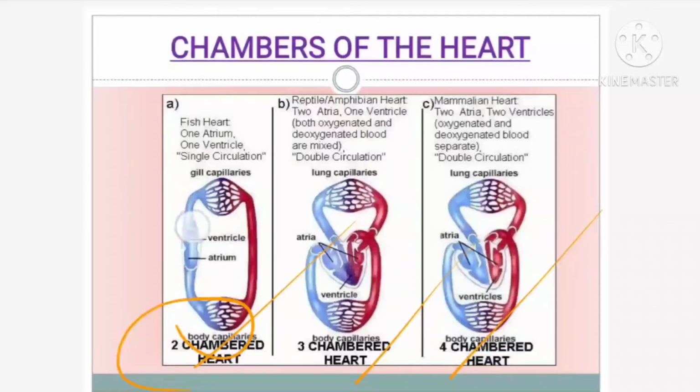Two-chambered means what? One ventricle and one auricle, that is, one atrium and one ventricle. If it is a three-chambered heart, you can find two auricles or two atria and one ventricle. Four-chambered heart means how many chambers? Four chambers, so two atria and two ventricles are present. Based on the number of chambers, you can find whether the organism has a two-chambered, three-chambered or four-chambered heart.